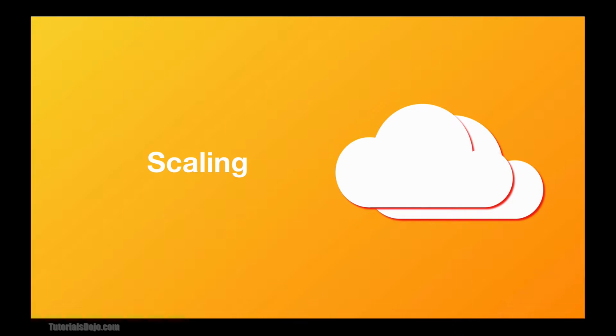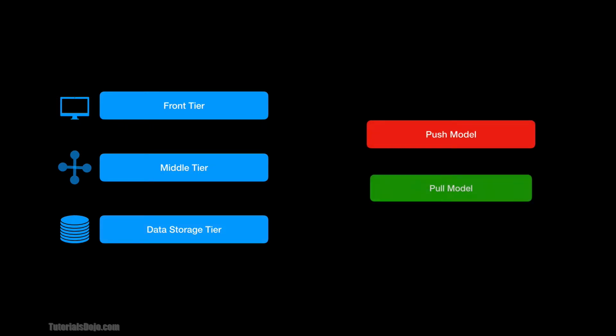In this lecture, we'll talk about the various ways to scale your AWS resources properly to meet the demand. Scaling can be done in each layer of your architecture, in the front tier, middle tier, and the data storage tier. There are also two types of architectural models that you can choose from to satisfy the scaling requirements of your application or your system. It can be either a push model or a pull model. We'll also cover the different features of each service that you can leverage as well.